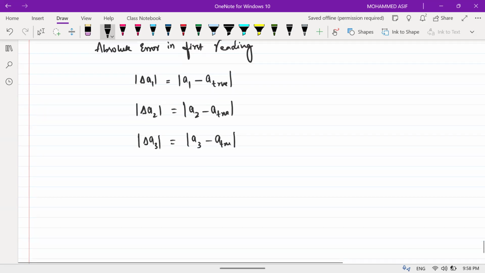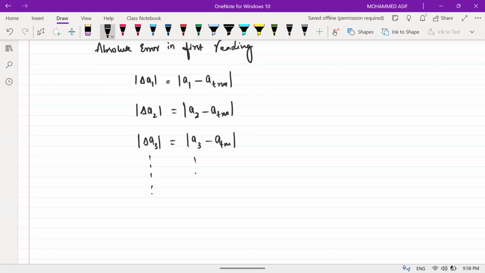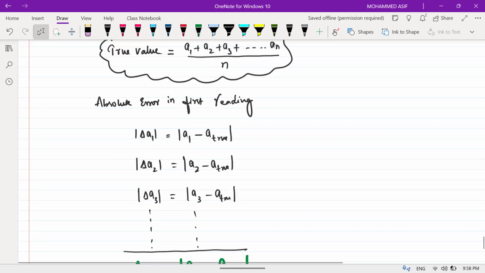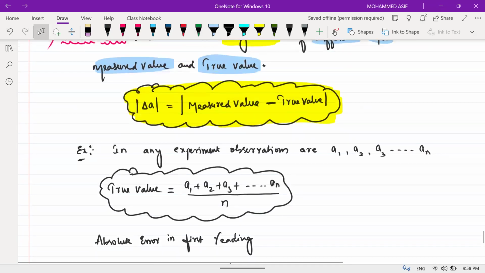The same way, mod of delta A3 is equal to mod of A3 minus the true value. Like that, I can go on, and ultimately I can write mod of delta AN is equal to mod of AN minus A true value. That will be the absolute error. Am I clear?